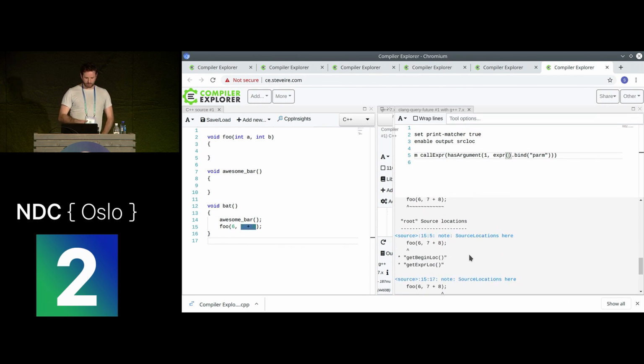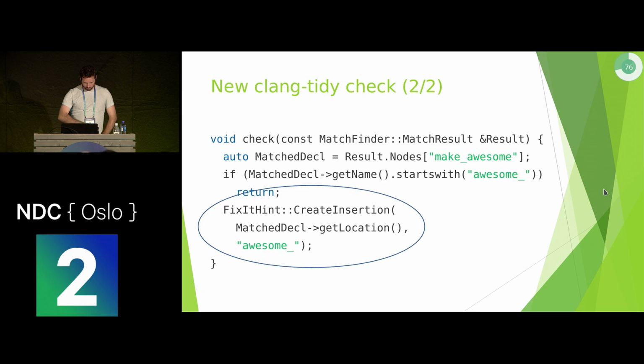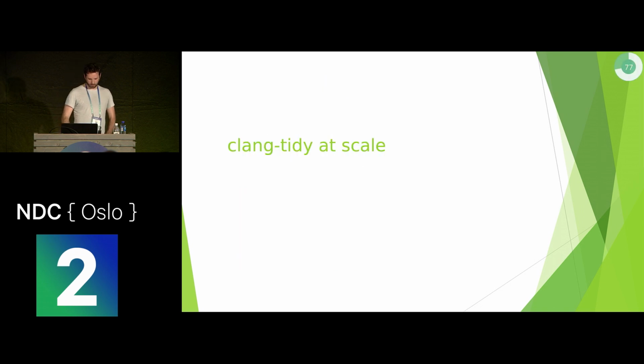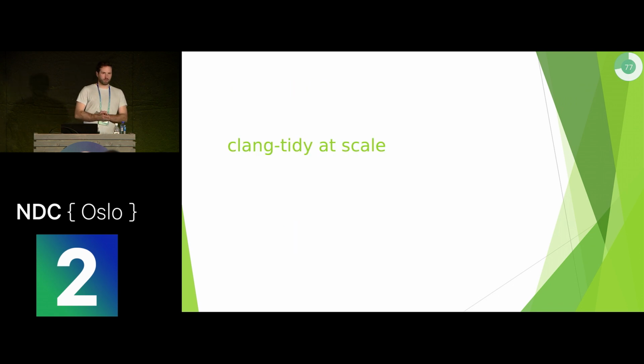Okay, so that's how you discover source locations. And so for all of your createInsertion calls or your createRemoval or createReplacement, you can figure out what the first argument is going to be by using a tool like that. Okay, so that's basically it for creating a clang-tidy tool. You first write your matcher, and then you discover your source locations, and you rewrite your code, and that's it.